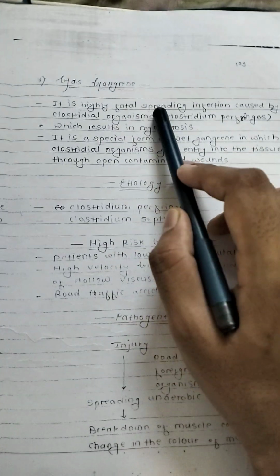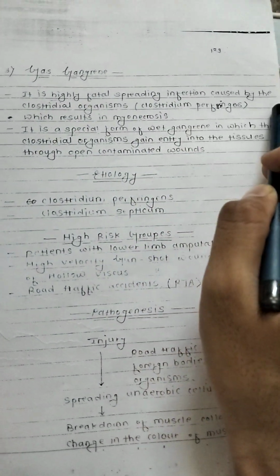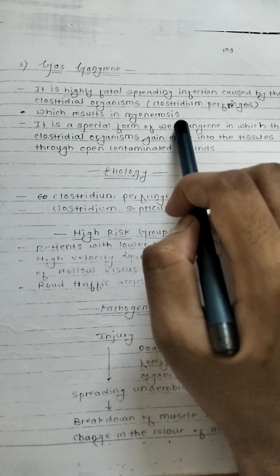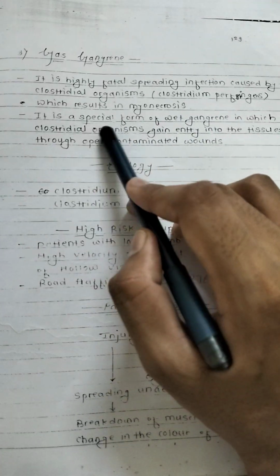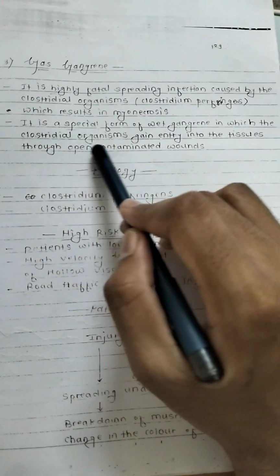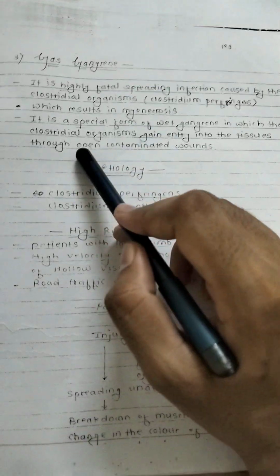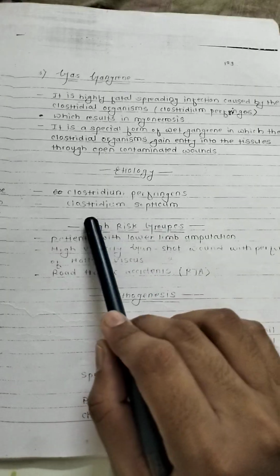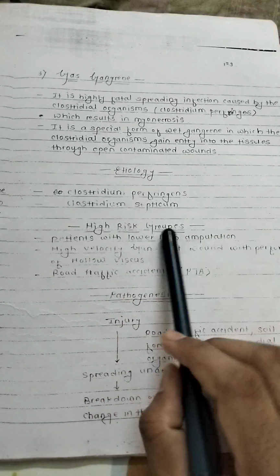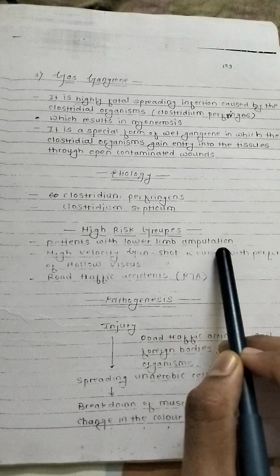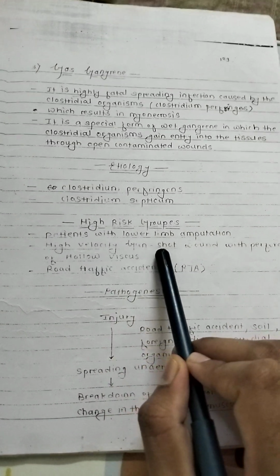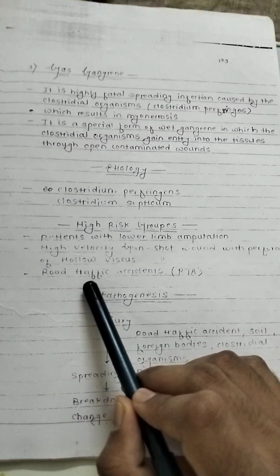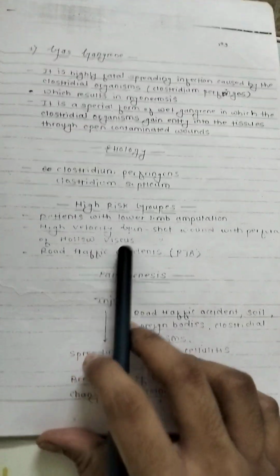Gas gangrene is a highly fatal spreading infection caused by the clostridial organism Clostridium perfringens, which results in necrosis. It is a special form of wet gangrene in which the Clostridium organism gains entry into the tissue through an open contaminated wound. Etiology: Clostridium perfringens, Clostridium septicum. High risk group: patients with lower limb amputation, high velocity gunshot wound with laceration of major vessel, road traffic accident (RTA).